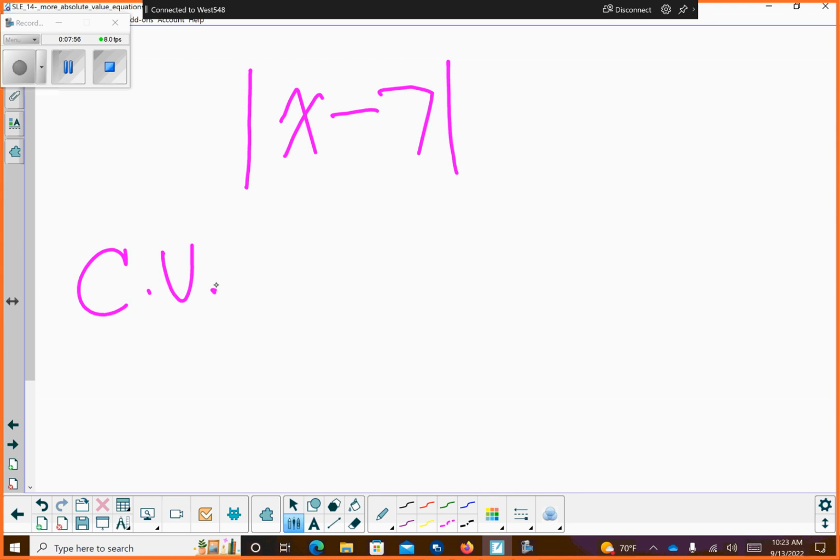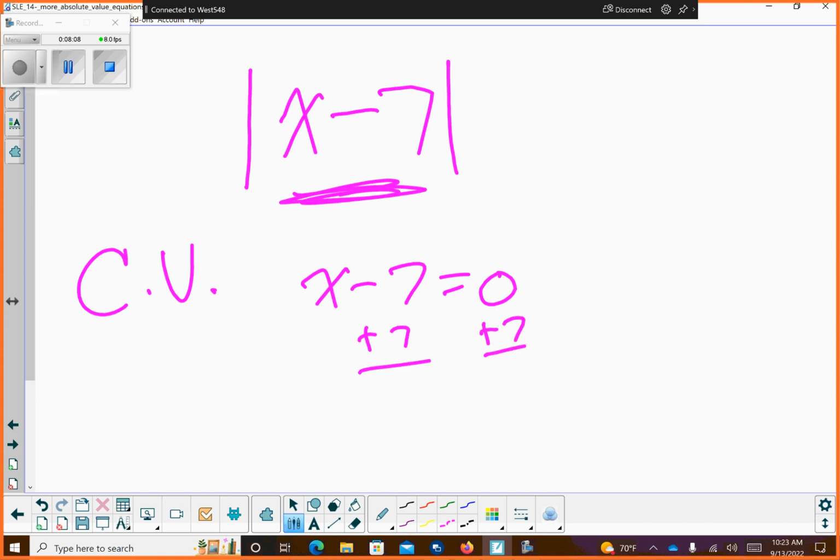Okay. So the critical value basically is me taking the very middle thing inside the absolute value once it's by itself and getting x all by itself. That's the critical value. Is the critical value the answer to an absolute value equation? No, it's just the guide where we're going to go to the right and to the left of. Okay? Does that make sense? Does everyone feel comfortable why that's a positive 7 and not a negative 7?